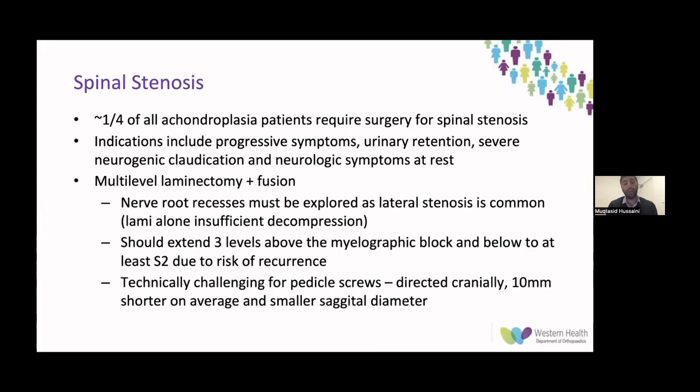And the pedicle screws themselves are technically challenging in these patients. The pedicles are directed cranially. They're 10 millimeters shorter on average, and they have a smaller sagittal diameter.